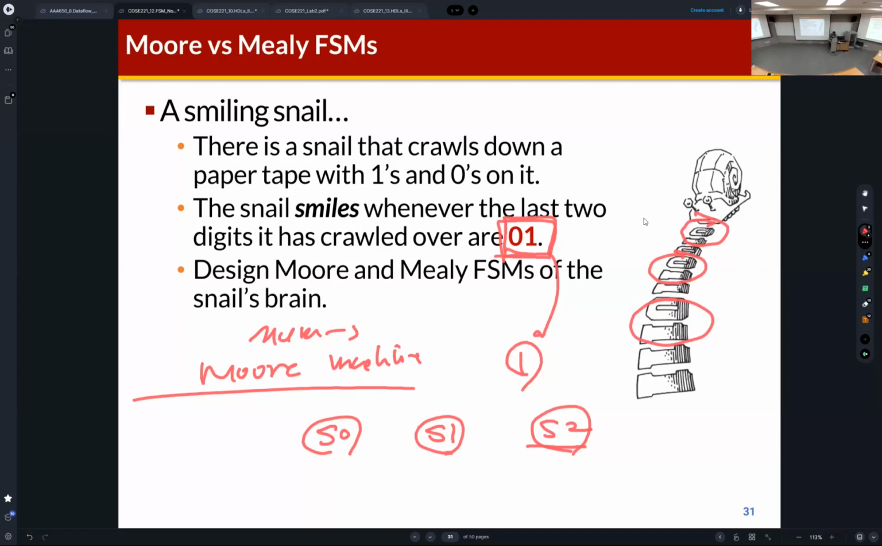So this is the sequence 0, 1, and the output is 1. This is the 1, and this is the 0. In order to detect the 0, 1, the previous number needs to be 0, and then the current number needs to be 1.